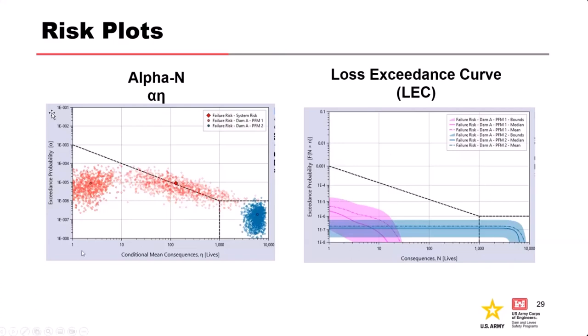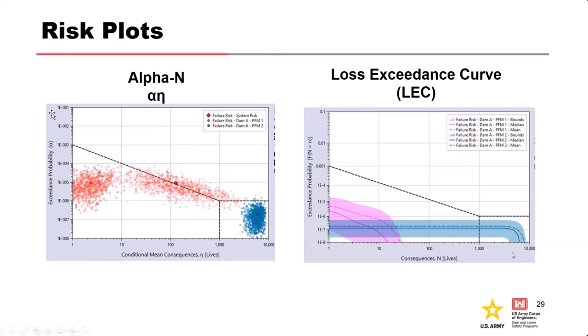So what these plots show is on the vertical axis of the plot on the left, you're essentially plotting probability of failure. And on the bottom axis on the right, you're calculating the mean estimate of consequences conditioned on failure. So this is basically, if a failure were to occur, what would the expected value of my consequences be? And that's what gets plotted here on the bottom. So it's not an actual life loss system. It's an expected value over all the different ways that failure could occur.